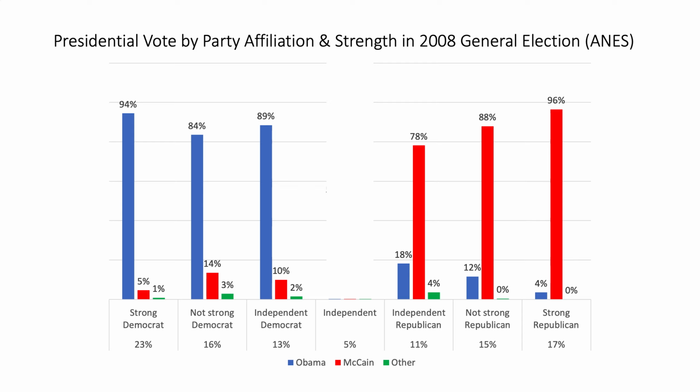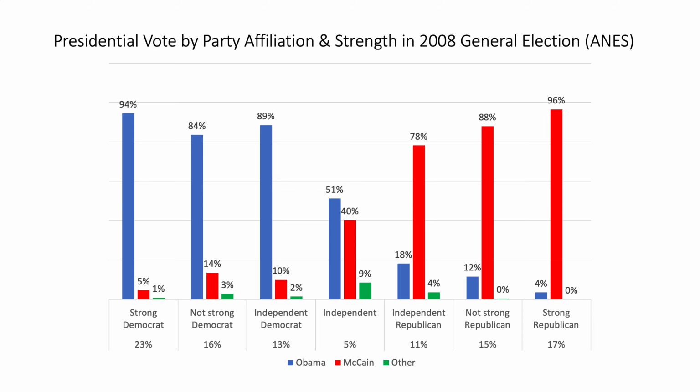Among independent Republicans, 10 points less than what we saw with the not strong Republicans, but that, I think, is an anomaly as we'll see in 2012 and 2016. Now let's move to the independents. How do they tend to see themselves, and how did they vote in the 2008 presidential election? Well, a majority, 51%, voted for Barack Obama, McCain 40%.